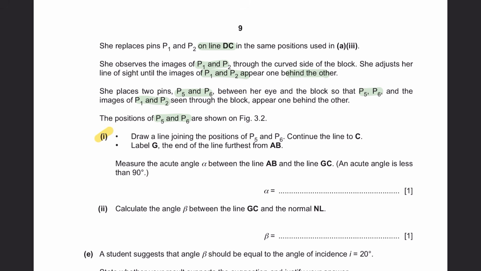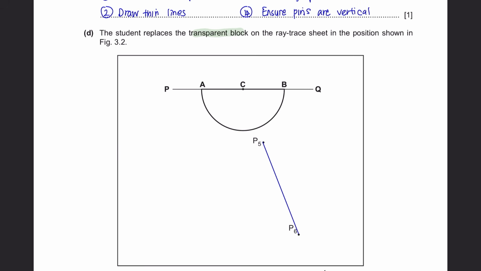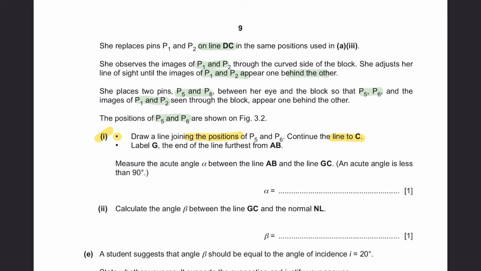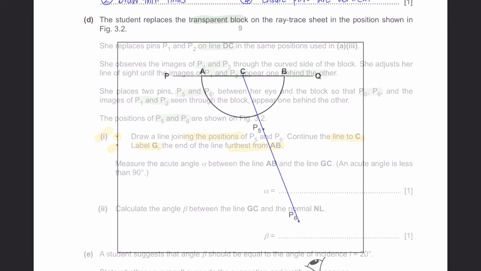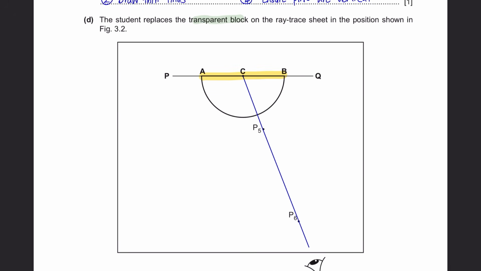Question part 1. First bullet point. Draw a line joining the positions of P5 and P6. Continue the line to C. So this is simple. Just draw a line connecting P5 and P6 and continue this line to C. Bullet point 2. Label G the end of the line furthest from AB. Well, this is AB, and if I extend this line, the point which is furthest away from AB would be here, and we are asked to label it as G.